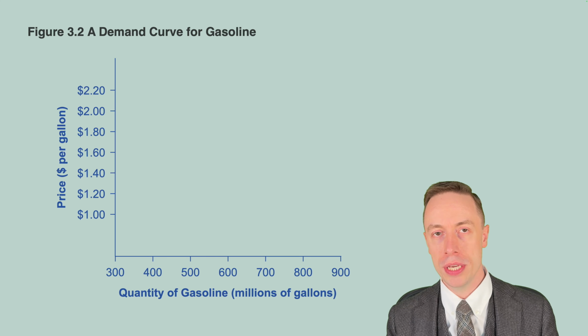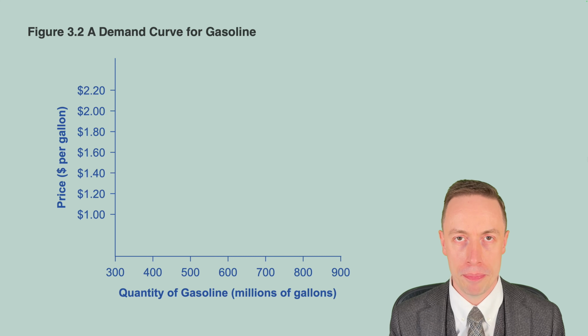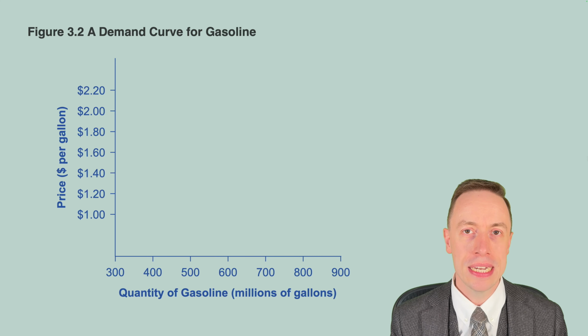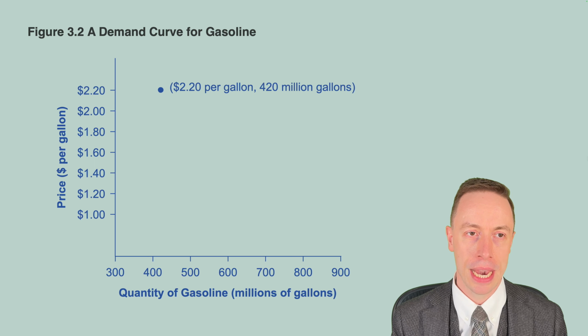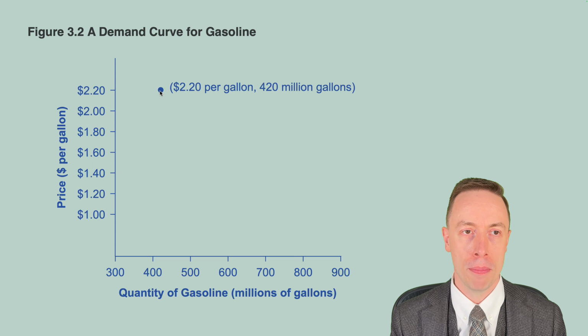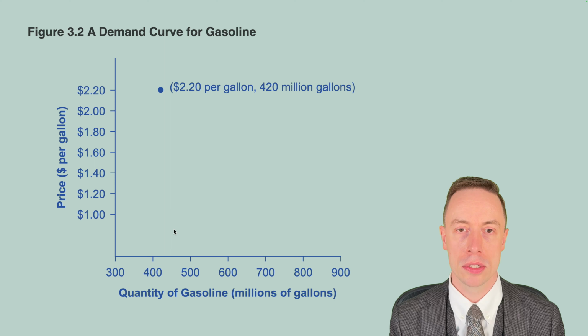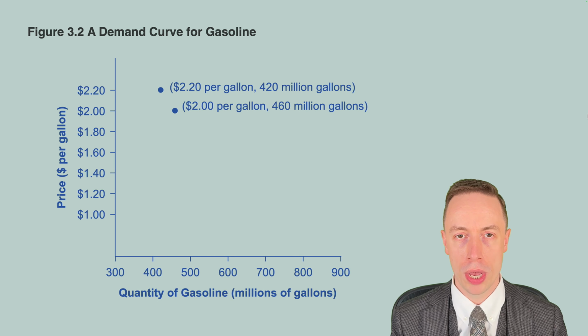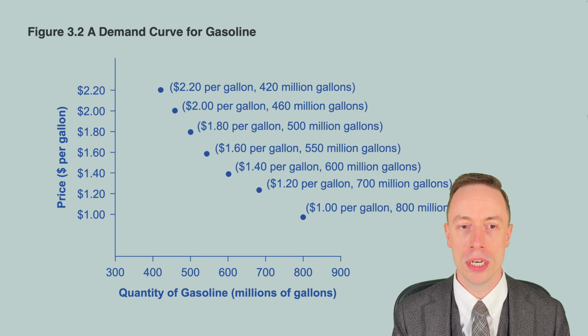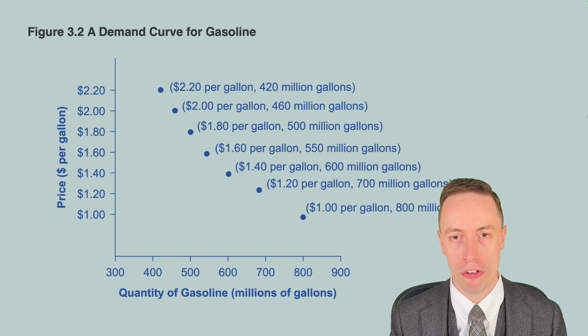So let's get back to the gasoline information from the previous table. Each row of that table can of course be represented as one point in our coordinate system. So for example, here is $2.20, 420 million gallons. We've got a point that has two coordinates, a price coordinate and a quantity coordinate. That's a whole row of the table. And as we go down this table, each row can be represented as a point. Here's our next point. Here are all 7 rows of our table.